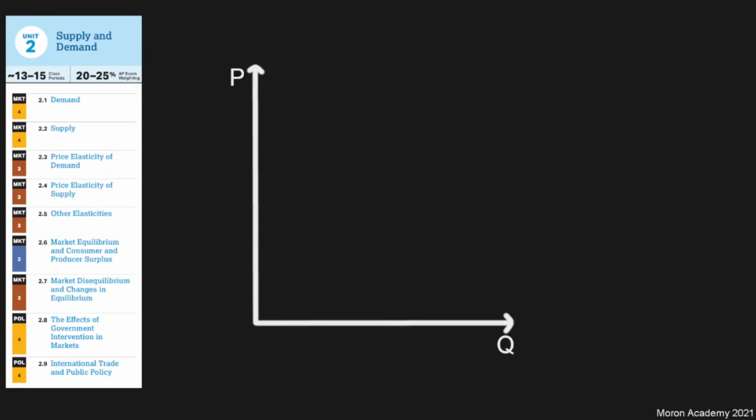Hello, today we'll be talking about Unit 2.2, which is supply. So we talked about demand last video. Today we'll be talking about supply, which everyone knows will be the opposite of demand. So what does supply look like on a graph?